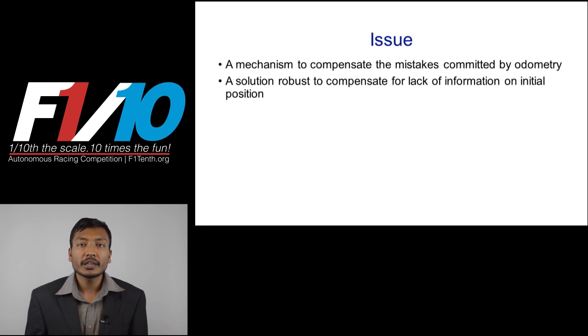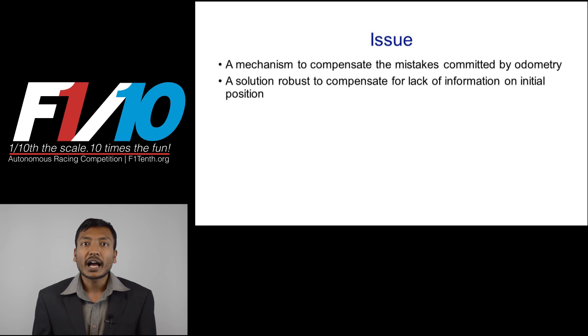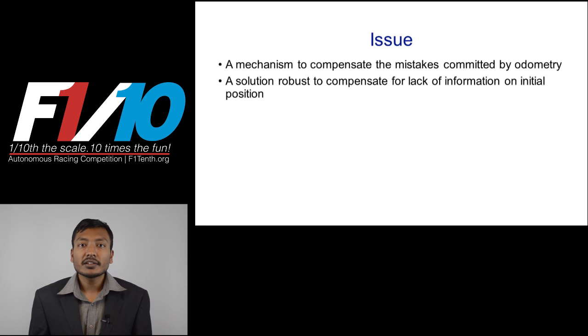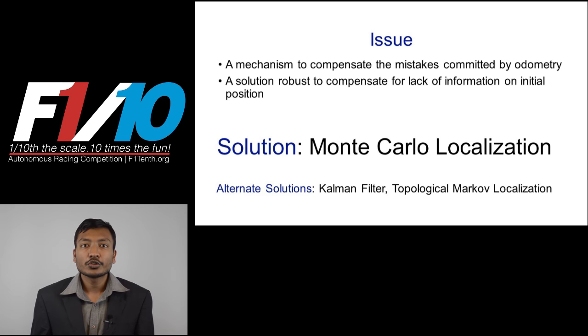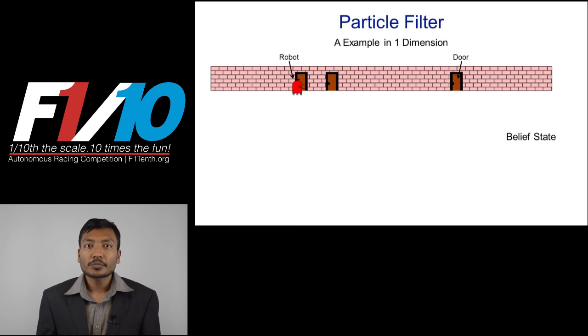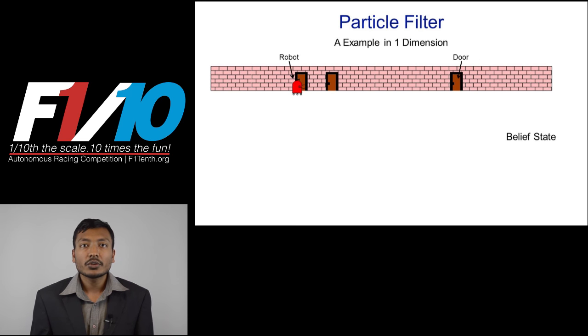Additionally, we must also be able to localize without providing an accurate initial position. In other words, we must be able to handle inaccuracies in defining our initial pose. One solution to this issue is to use Monte Carlo localization, which uses particle filters. Other options include the use of Kalman filters, which use Gaussians to keep track of the position, and Markov localization, which uses histograms. To understand Markov localization, we first need to look at how particle filters work.